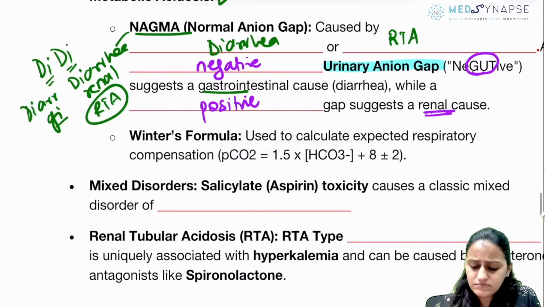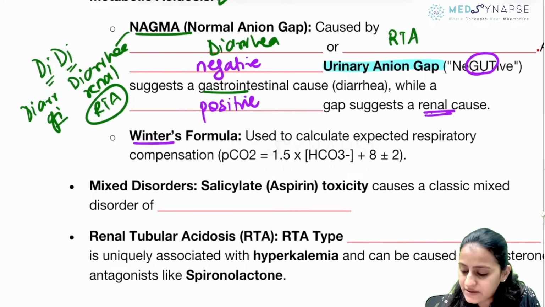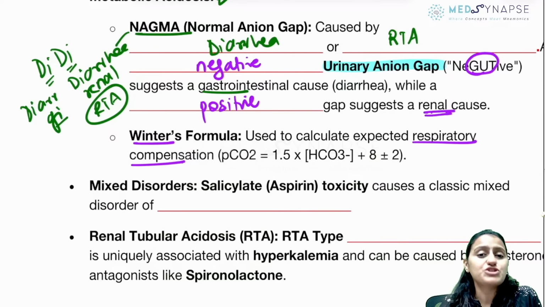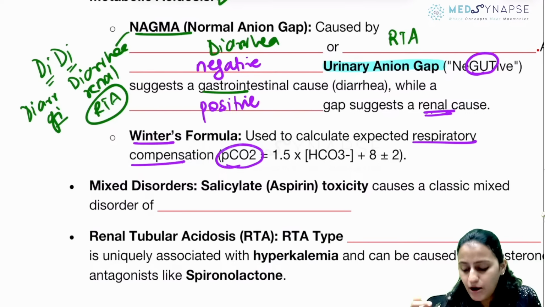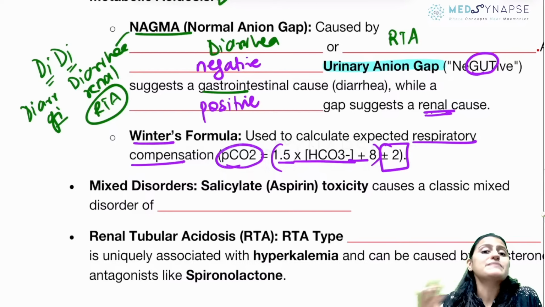Okay. And then there is this formula, Winter's formula, used in metabolic acidosis to calculate the respiratory compensation. Kitna hona chahiye? Matlab PaCO2 kitna hona chahiye to say that it is compensated or not compensated. The formula is 1.5 into bicarbonate plus 8, and to that you do plus minus 2.